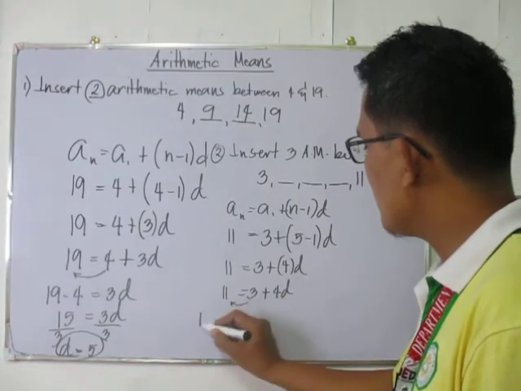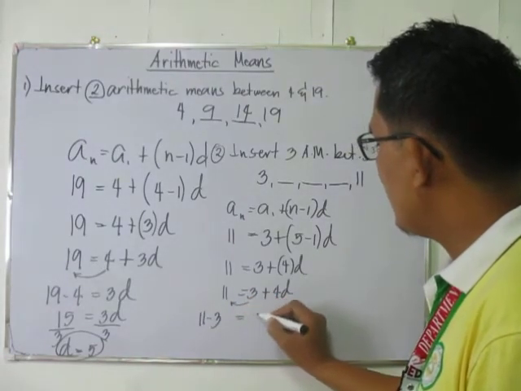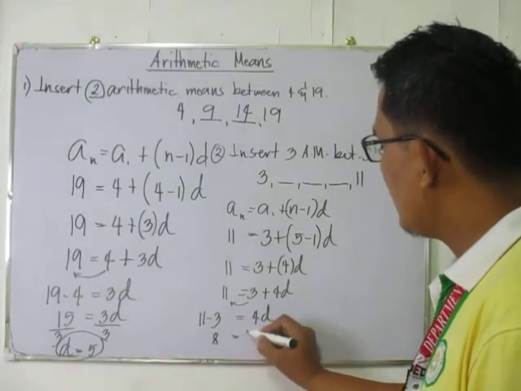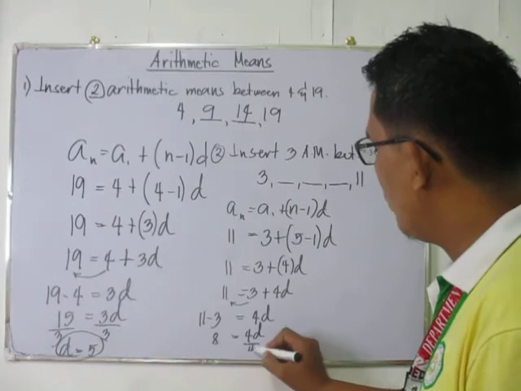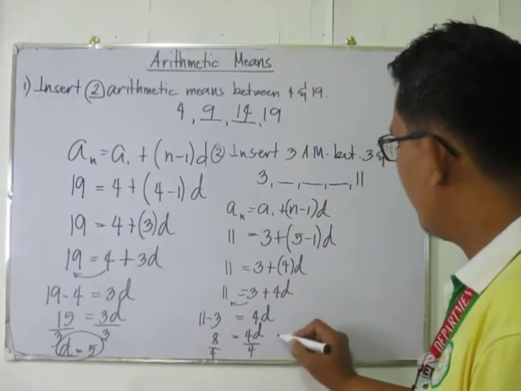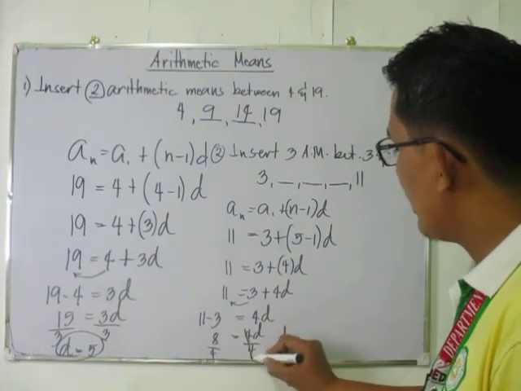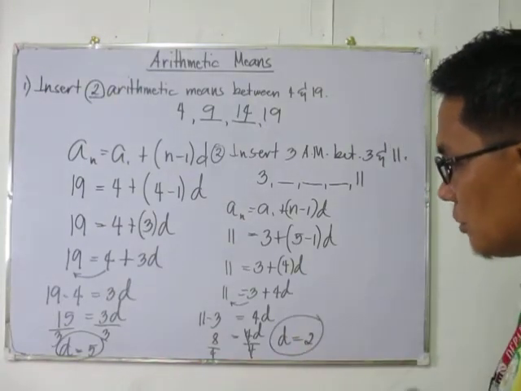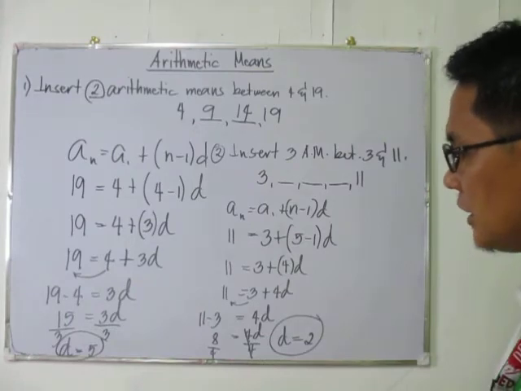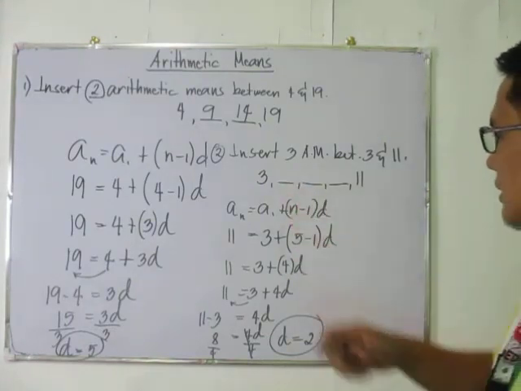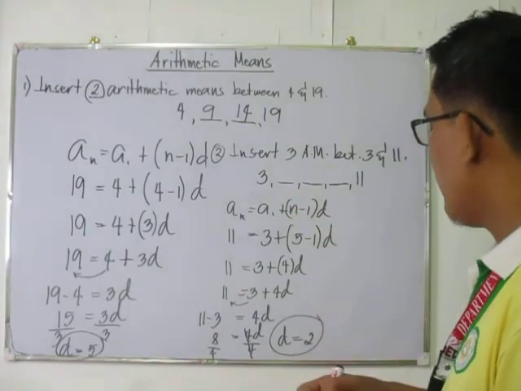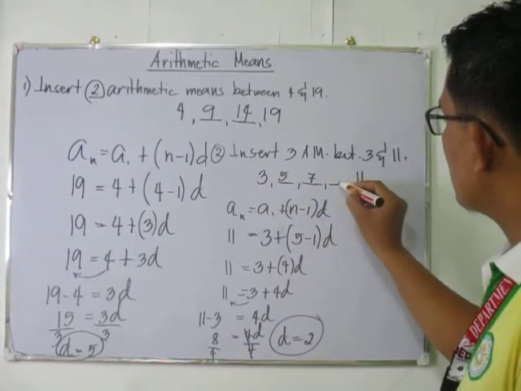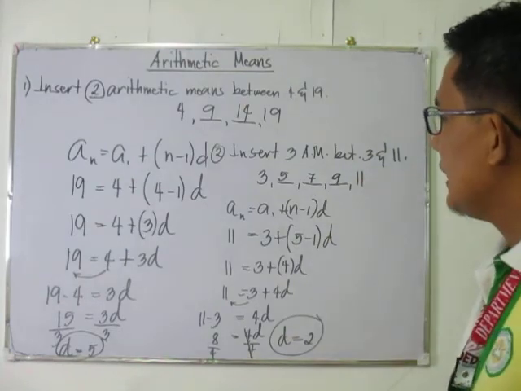Rewrite this or transpose. 11 minus 3 is equal to 4d. 11 minus 3 is equal to 8 is equal to 4d over 4. And therefore, our d is equal to 2. Our common difference is 2. So what are we going to do with our common difference 2? Just add that here. So that becomes 3 plus 2 is 5, plus 2 is 7, plus 2 is 9, plus 2 is 11.